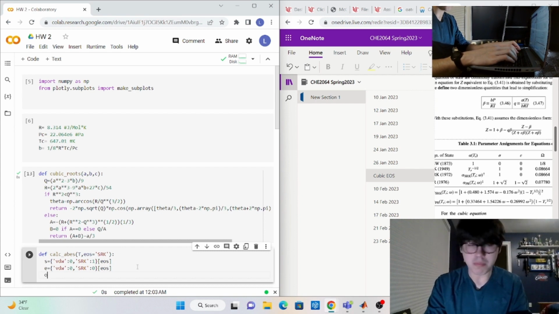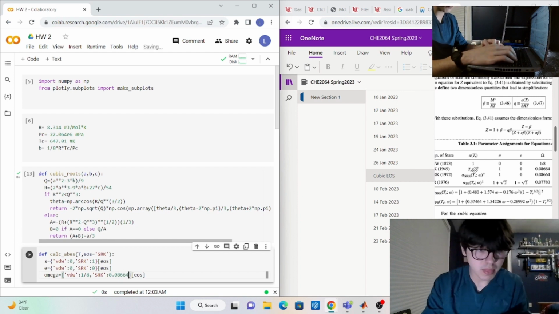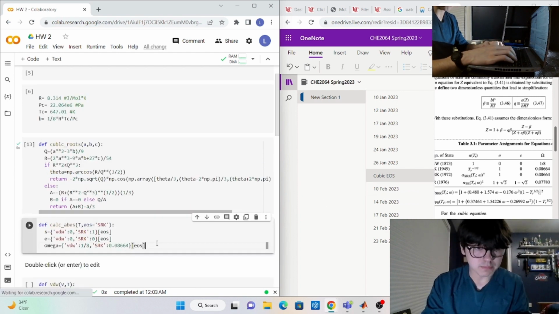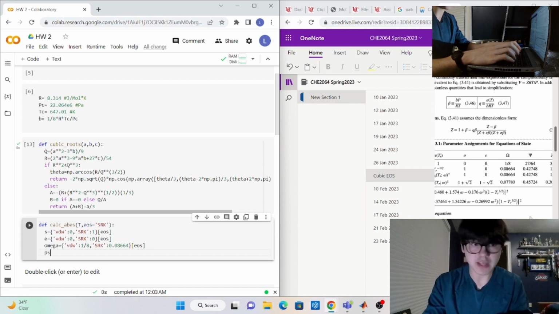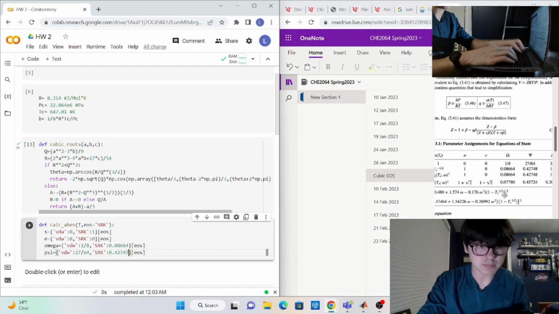And then we have omega is equal to, for the van der Waals equation of state, 1/8. And then for the other, it is 0.08664. Not done yet. Omega psi is equal to 27/64 for van der Waals, and the SRK is equal to 0.42748.